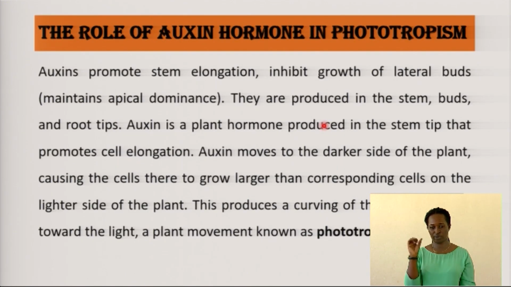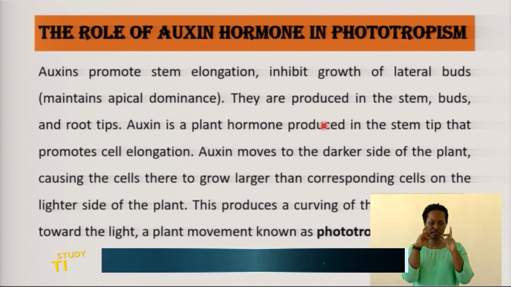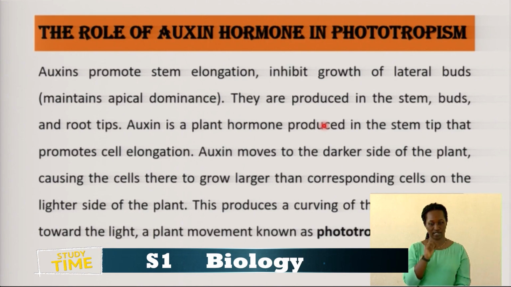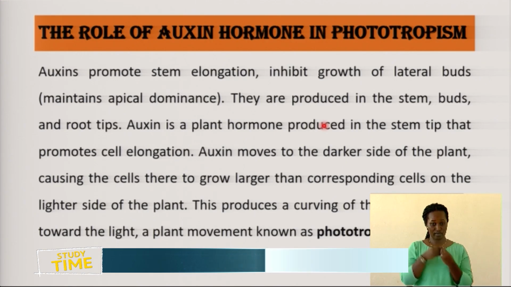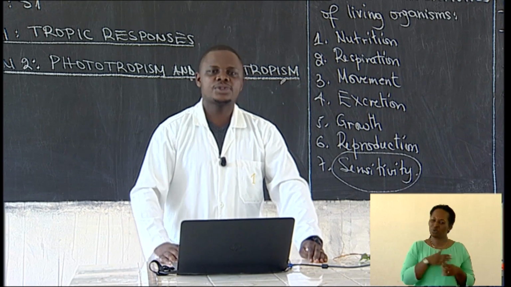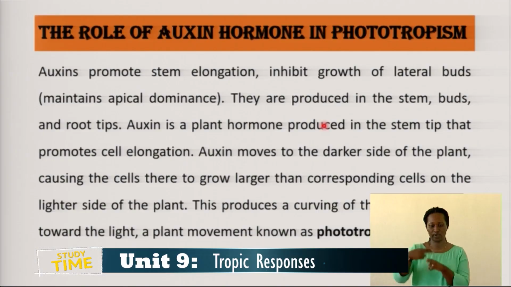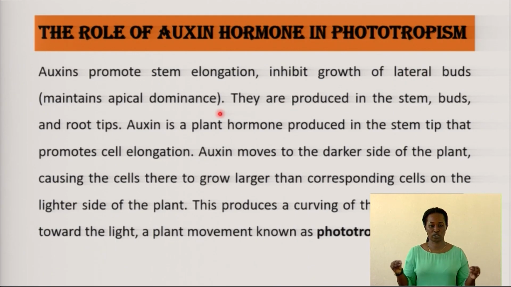Then let us try to find out the role of auxin hormone in phototropism. Dear students, do you know that as we have hormones in our body, like growth hormone, insulin, and glucagon, even plants have hormones. But of course, the hormones that plants have are different from our hormones, totally different. So one of the hormones that we find in plants is called auxin. And this auxin promotes stem elongation, inhibits growth of lateral buds. They are produced in the stem, buds, and root tips.